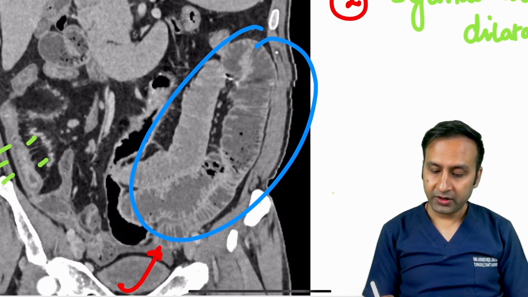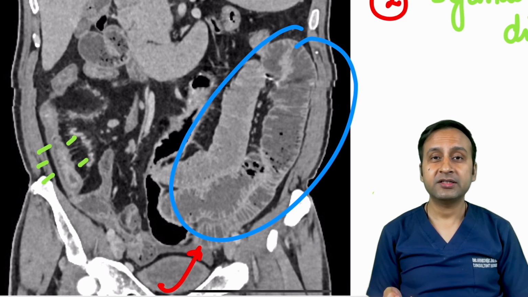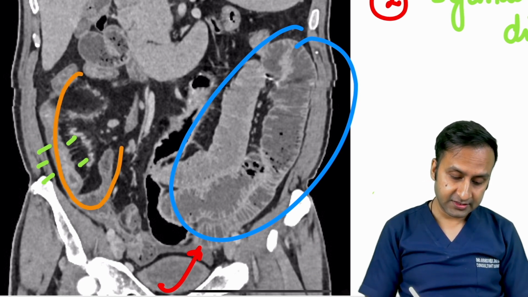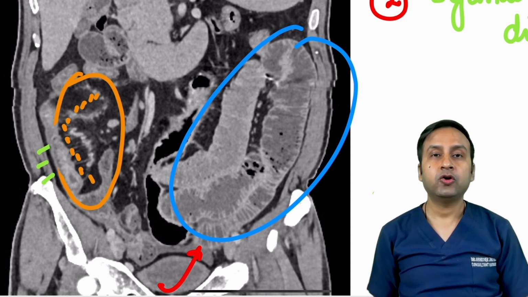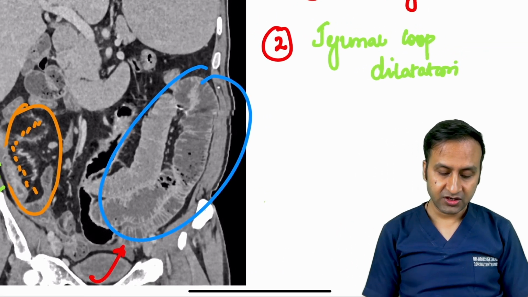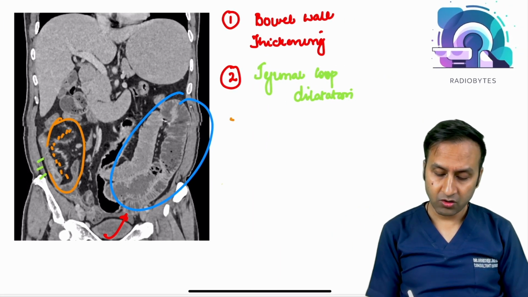Now, there is one more important finding which is hidden in this case, and this is the reason why I wanted you to have a look at this case. What is it? Here you can see that there are multiple prominent linear vessels which are supplying the thickened loop of gut. Now, what are these vessels which are present within the mesentery and supply the gut? I hope all of you already know this. These are called vasa recta.